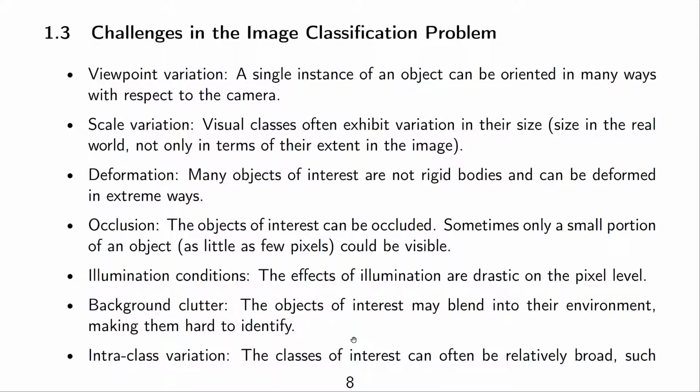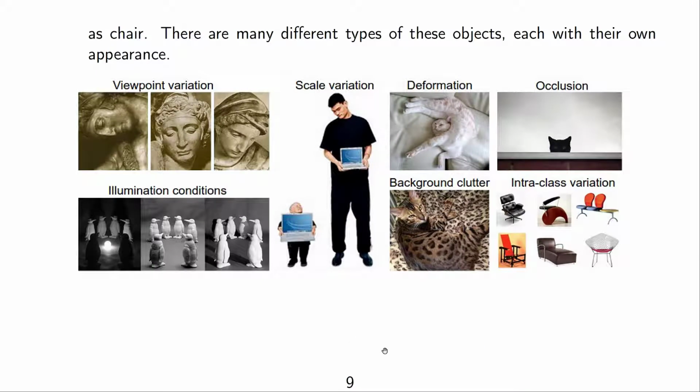Background clutter. The object of interest may blend into the environment. This makes it hard to identify. For example here, the cat looks very similar to the fabric the cat is sitting on, and it will be very difficult to find the outline of the cat because the pattern on the fur of the cat is similar to the pattern in the background.